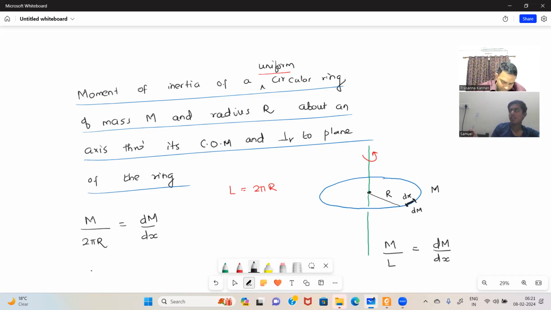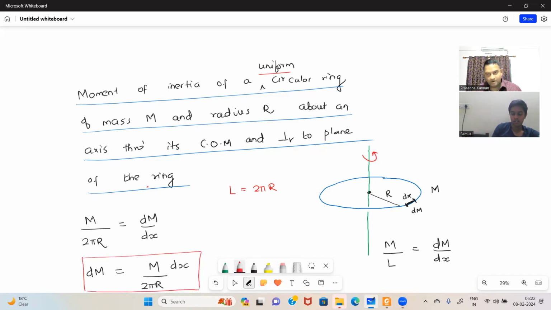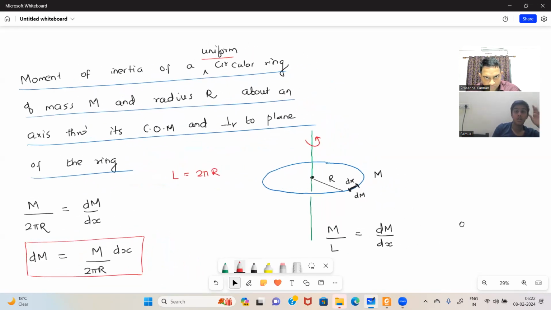So what is dm equal to? Cross multiply, divided by 2 pi r. Okay. So now, sir, we don't need to do integration, right? No. You will write the integration formula, but then you don't have to do integration because it will be very simple stuff to do. I'll tell you.